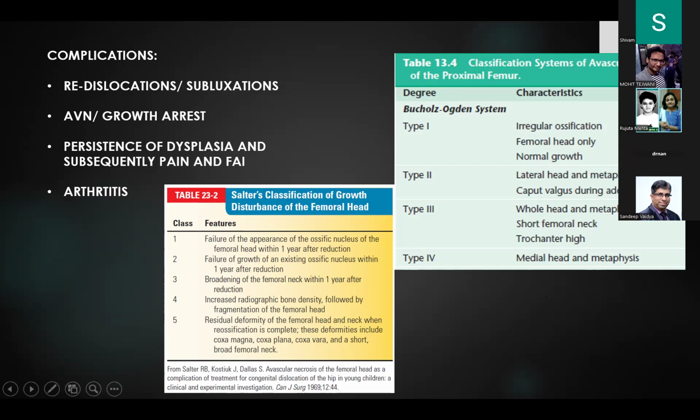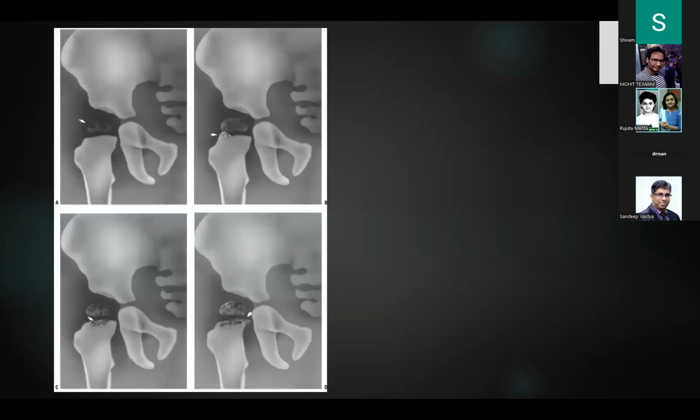Buchholz and Ogden system is mainly used for growth arrest. So here, if there is irregular ossification but only in the femoral head, the growth is normal and the physis is uninvolved, it is type 1. If the lateral head and metaphysis is involved and ultimately results in caput valgum during adolescence, it is type 2. If the whole head and metaphysis is involved, resulting in a short femoral neck or coxa breva and a high riding trochanter, it is type 3. And if only the medial head and metaphysis is involved, it is type 4.